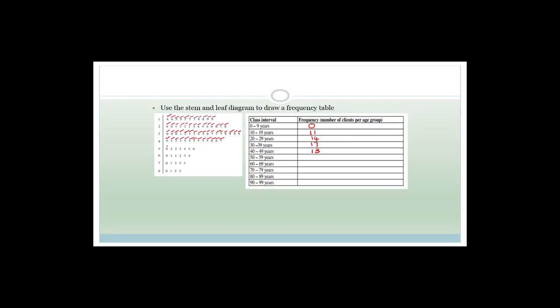50 to 59 group, 7. 60 to 69 group, 6, etc., etc. So we end up with a beautiful table that looks like that, and that's quite small.